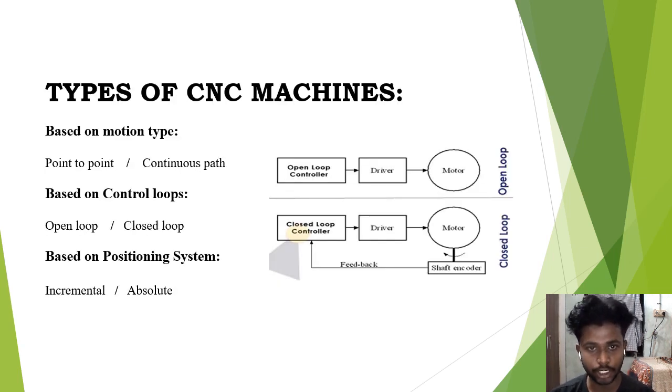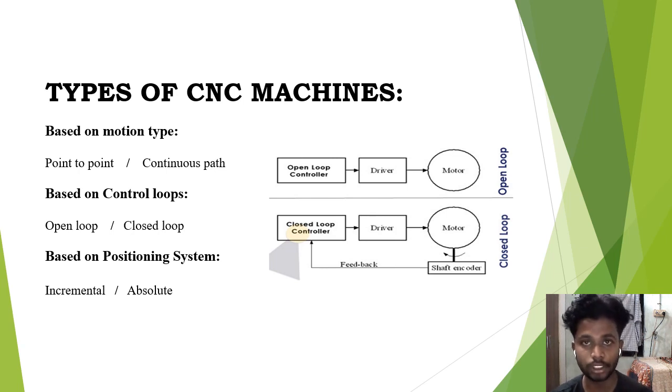Let's see the types of CNC machines that are currently being used in industries. First is based on the motion of the machine, point-to-point motion. This involves the movement of machinery parts like the cutting tool or the spindle or any other movable part present in the machine from one point to another point, depending on the user's wish. If he decides to move the tool from one point to another point, that type of motion of the machine is called point-to-point motion.